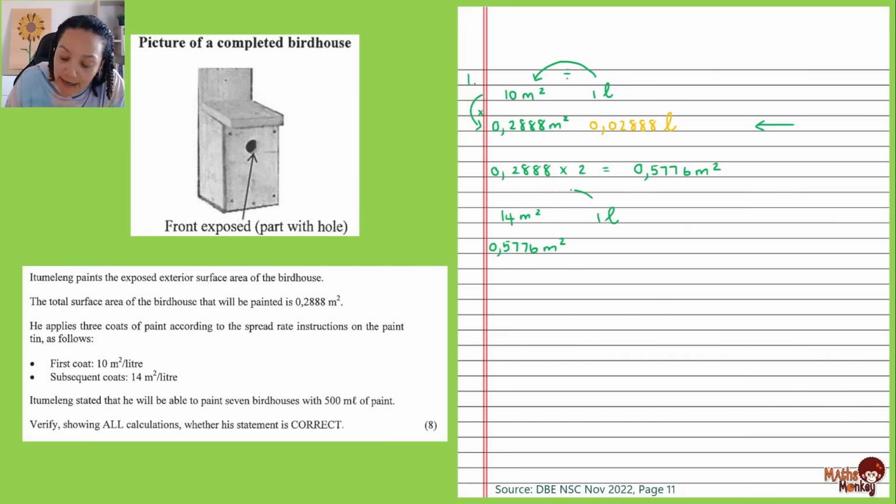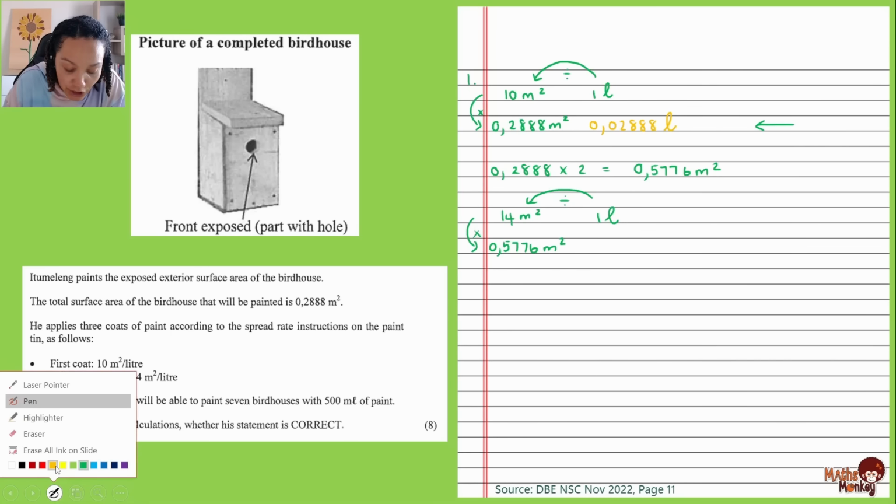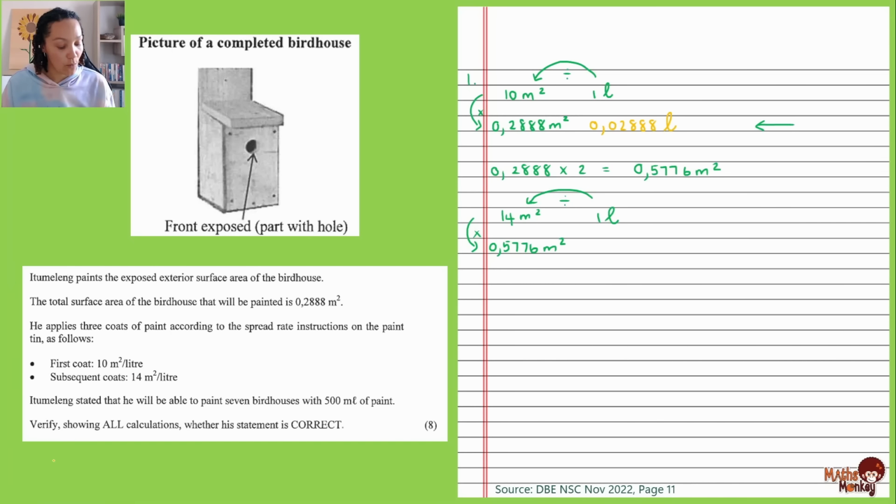Then again I go anti-clockwise, divide first, and then multiply. And then again, I can change the color now. I say 1 divided by 14 multiplied by 0.5776. And this will now give me an answer of 0.041257 liters. So this is now the total for coat 2 and coat 3.